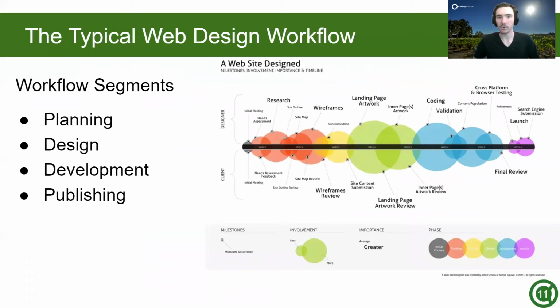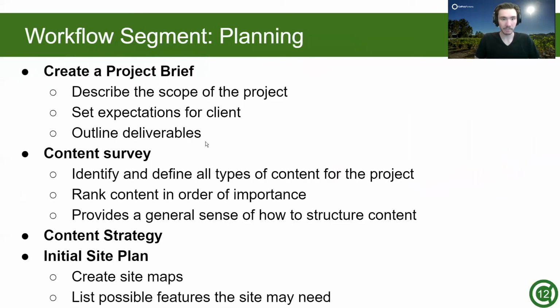So let's talk about a typical web design workflow. These vary a lot, but this is a general workflow. On the left, you can see the 4 segments. It's a very simplified version. We have planning, design, development, and publishing. On the right, you can see a much more in-depth layout. You can see the actual programming and coding of the website happens pretty late in the actual design process. So let's get into that.